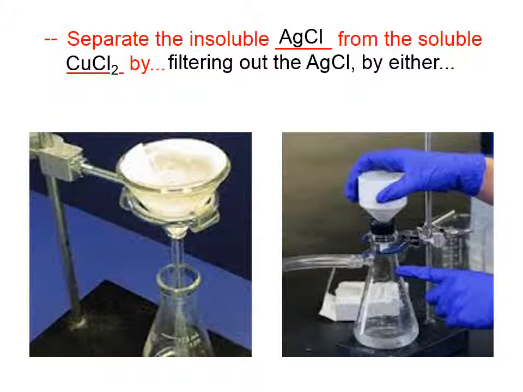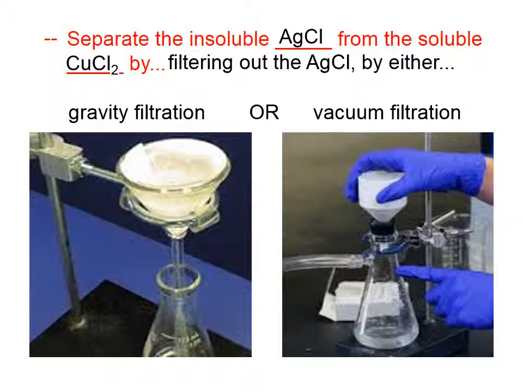We're going to separate the insoluble silver chloride from the soluble copper 2 chloride by filtering it out. Now there are two standard ways of filtering something out that we use in, say, a high school chemistry lab. Gravity filtration: you put some filter paper in a long stem funnel and you pour the solution through. It's much quicker to use vacuum filtration. The result is the same, but vacuum filtration occurs much more quickly.